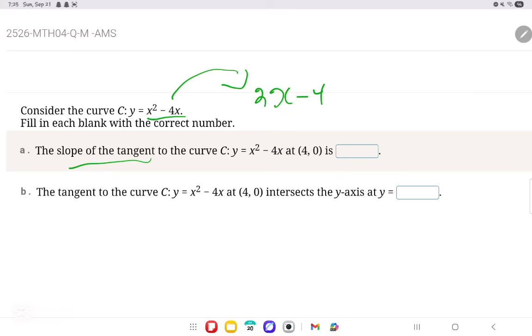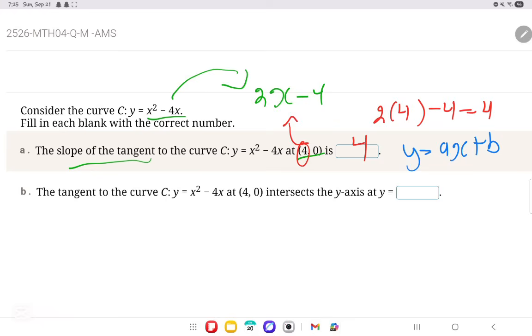Now, the slope of the tangent to the curve at this point, which is (4, 0), is how much? You will take the x and substitute it over here. So 2 times 4 minus 4, you will get an answer of 4. So the slope of the tangent to the curve is 4. Now let's write the equation of the line, because the tangent is a straight line, and the equation of a straight line is y equals ax plus b. So in this scenario, our y is 0, equal to our slope times 4 plus b. So that means b is equal to what? b is equal to minus 16.